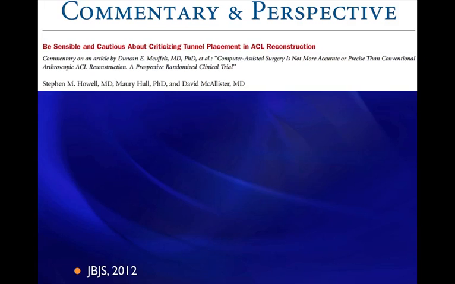article by Duncan Muffels from Holland that showed that whether you use computer or conventional point and shoot guides, it's very hard, at least they showed, very hard in their prospective randomized trial to get the tunnels in their intended location.